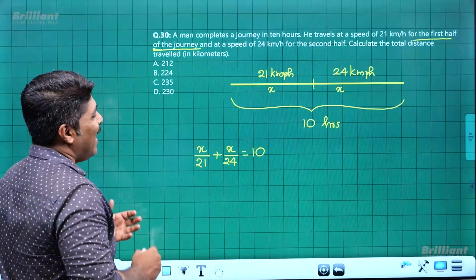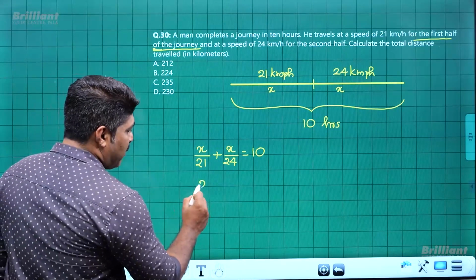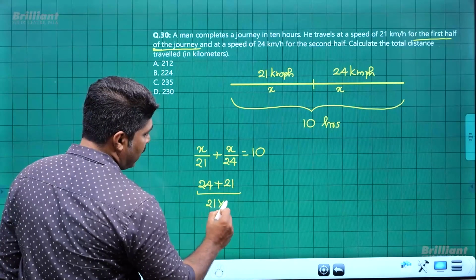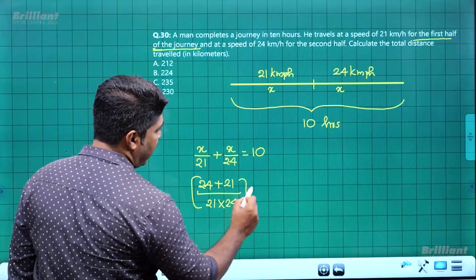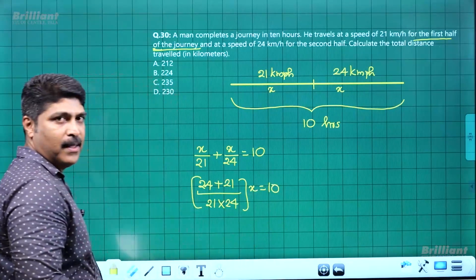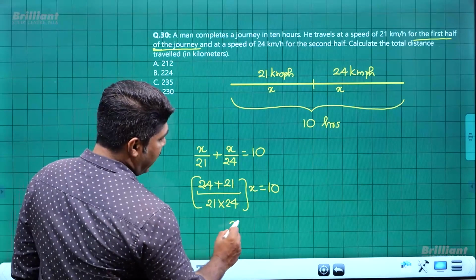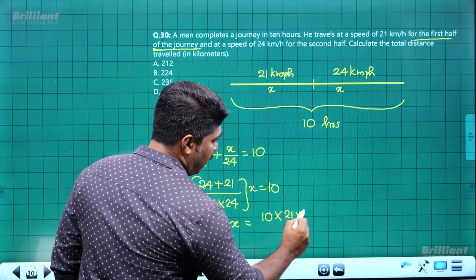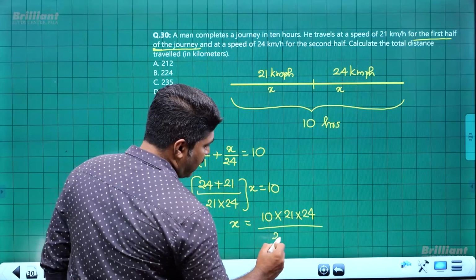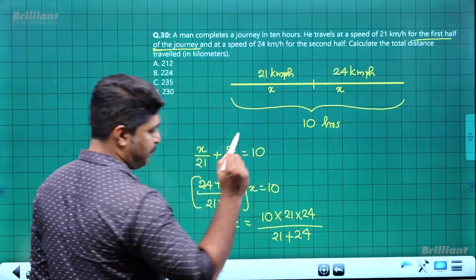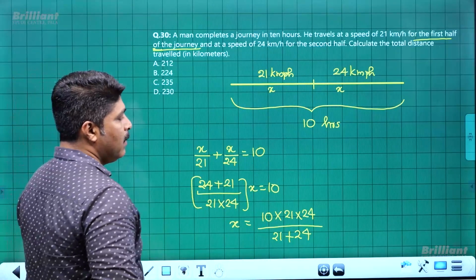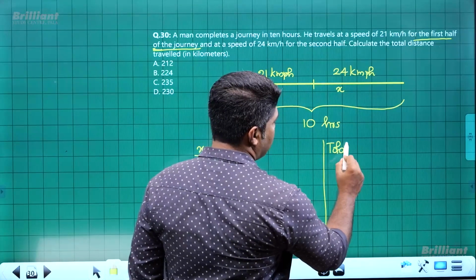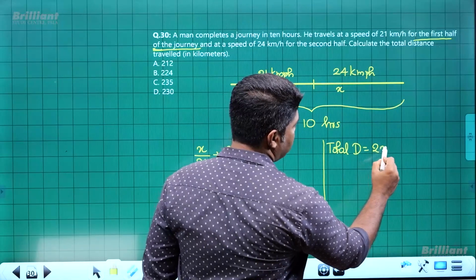Clear? So here how it will become. If you are doing this operation, this is 24 plus 21 divided by 21 into 24 of x. So that is 10. Then how we can solve it? This is x equal to 10 into 21 into 24 divided by 21 plus 24. Understand the operation clearly? So then we are going to find out the total distance, which is nothing but 2x.